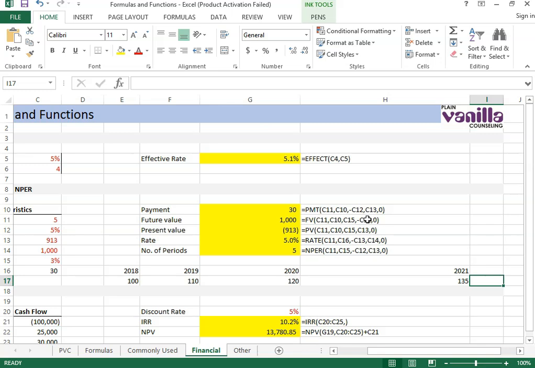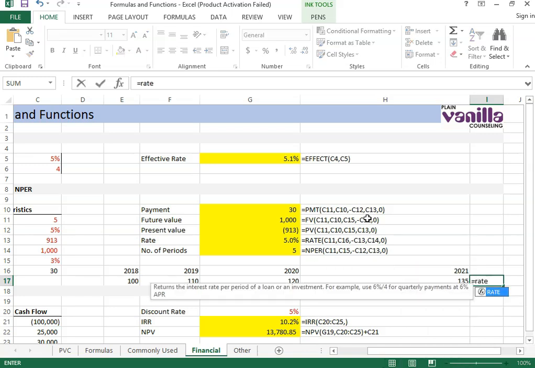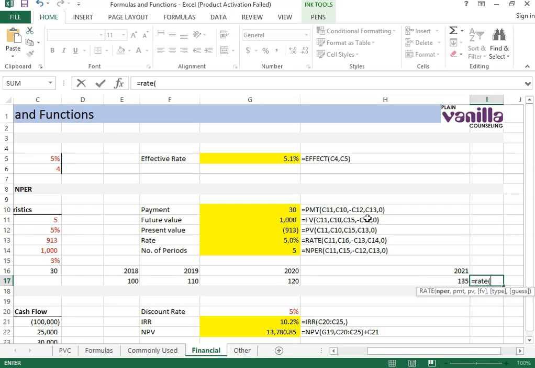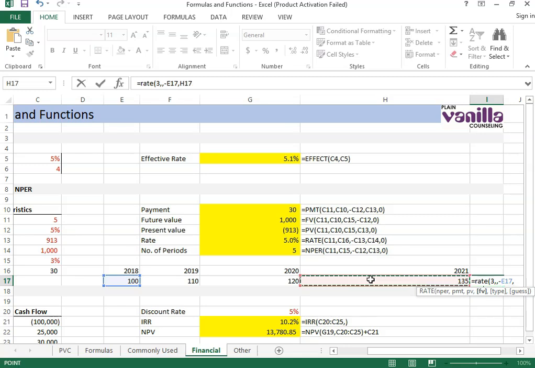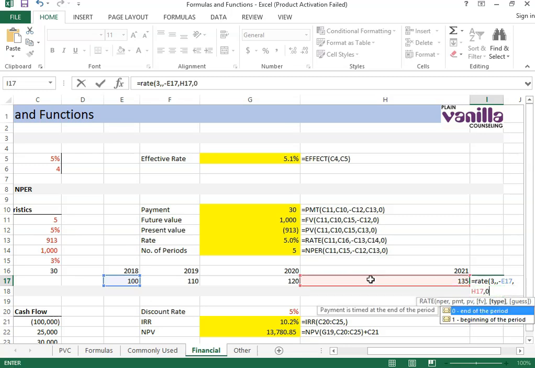What is compound annual growth rate? It is the growth rate, annual rate. So simply what you can do is you can use equals to RATE. Number of periods, 3. So first, second, third. Payment, nothing. Present value, minus 100 at time t equals 0. Future value at time t equals 3, 135.